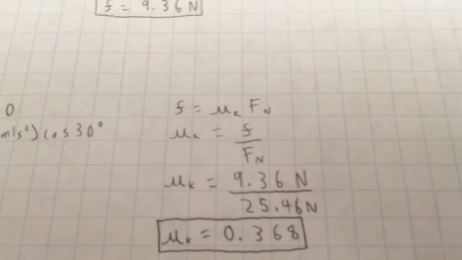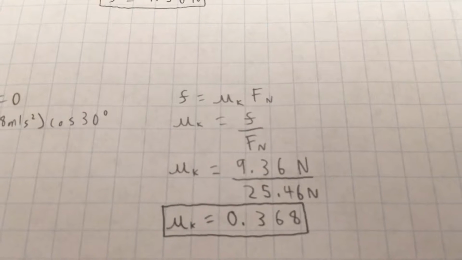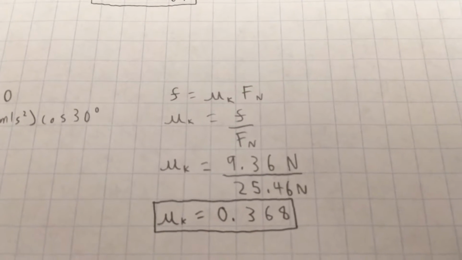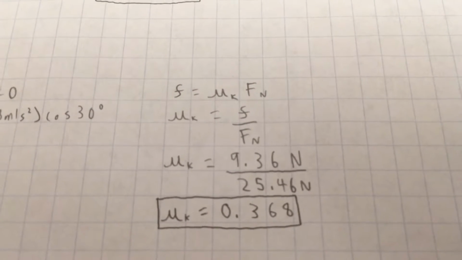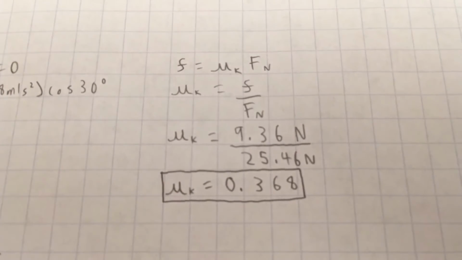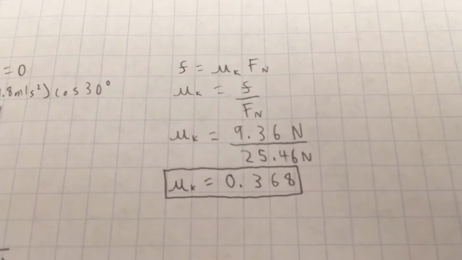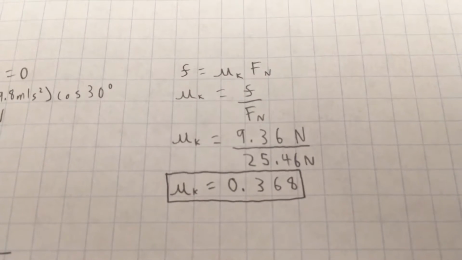Now we have the equation of the frictional force equals the coefficient of friction times the normal force. We need the coefficient of friction, and we have both the frictional force and the normal force. So by changing the equation to solve for the coefficient of friction, we get the answer to be 0.368.